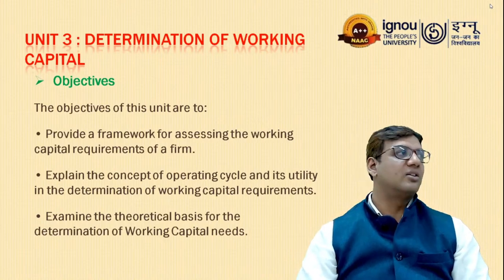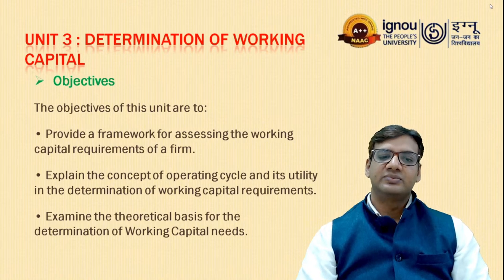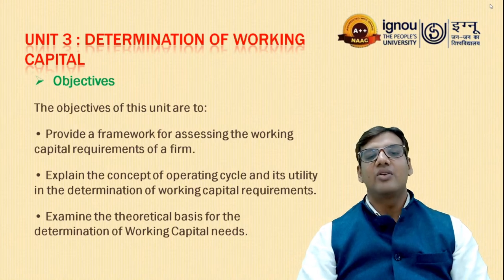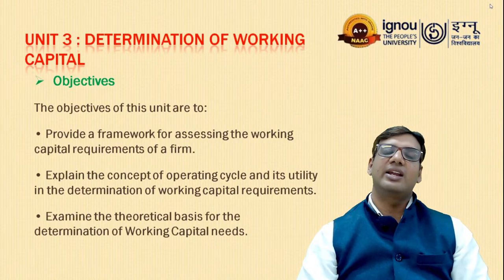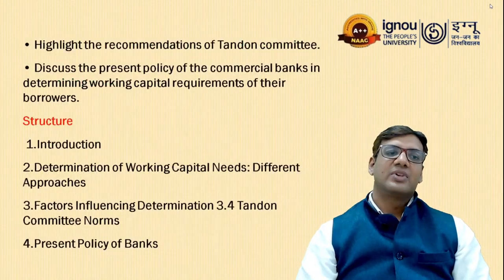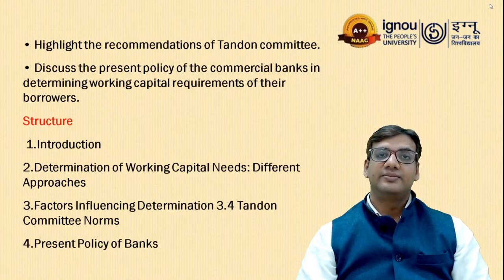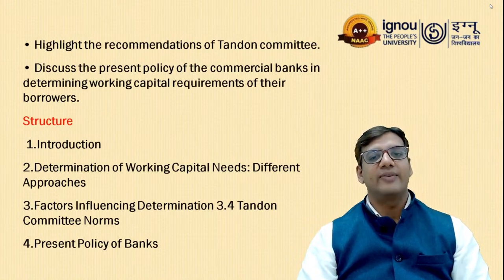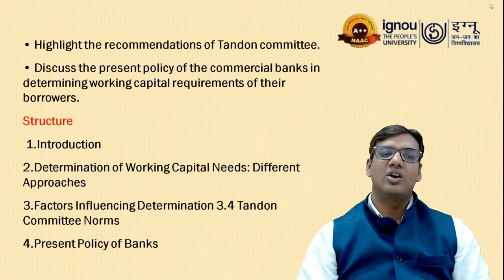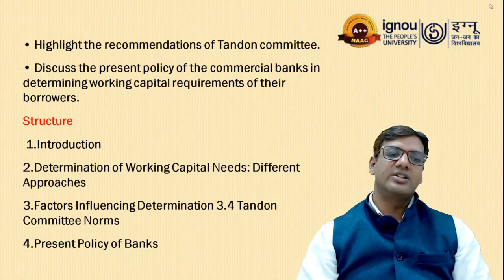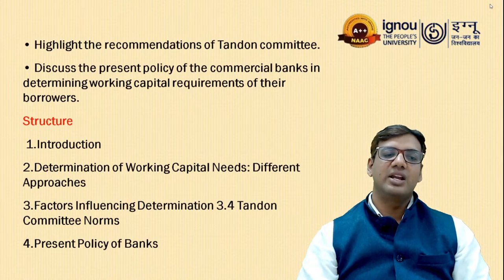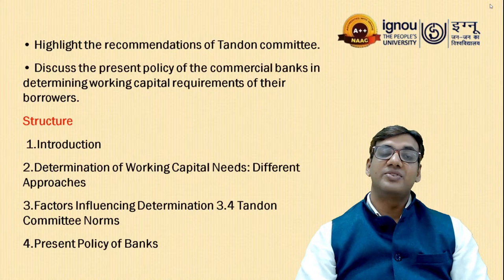Second one is explain the concept of operating cycle and its role in the determination of working capital requirements. Third one is examine the theoretical basis for the determination of working capital needs. Next one is highlight the recommendation of Tandon Committee. It is a very important committee. Next one, discuss the present policy of the commercial banks in determining working capital requirements of their borrowers. And the structure of this unit is, first introduction, second determination of working capital need, different approaches, third factors influencing determination, fourth Tandon Committee norms, and fifth present policy of banks.